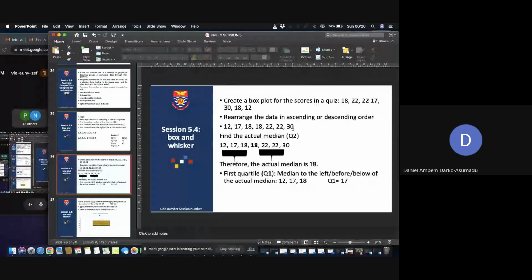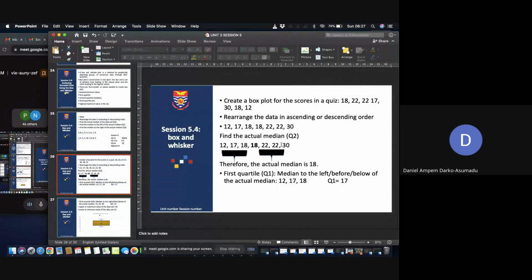Have you seen it? Now, if you want to find Q2, the actual median, we come from the left and come from the right to locate the middle number. So 1, 2, 3, 1, 2, 3. The middle number is 18. So the actual median, which is Q2, is 18. Now that we found the actual median, let's find Q1, the first quartile. In finding Q1, we look at the median to the left of the actual median. So this is the left-hand side. When you're finding 1, 2, 3, what is the middle number? The middle number is 17. So Q1 is 17.